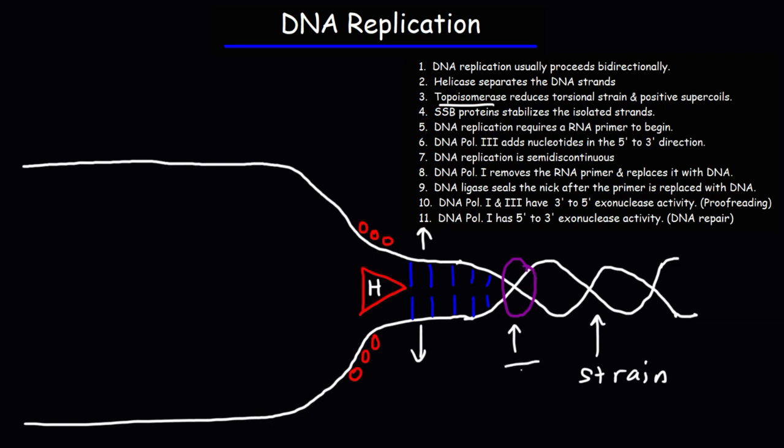So I'm going to put T for a topoisomerase enzyme. You might see DNA gyrase here as well, but keep in mind that DNA gyrase is a type of topoisomerase enzyme. Next, we have the SSB proteins, the single-stranded binding proteins. These SSB proteins protect the 2 strands from cleavage. They also stabilize the 2 strands, preventing them from snapping back together.